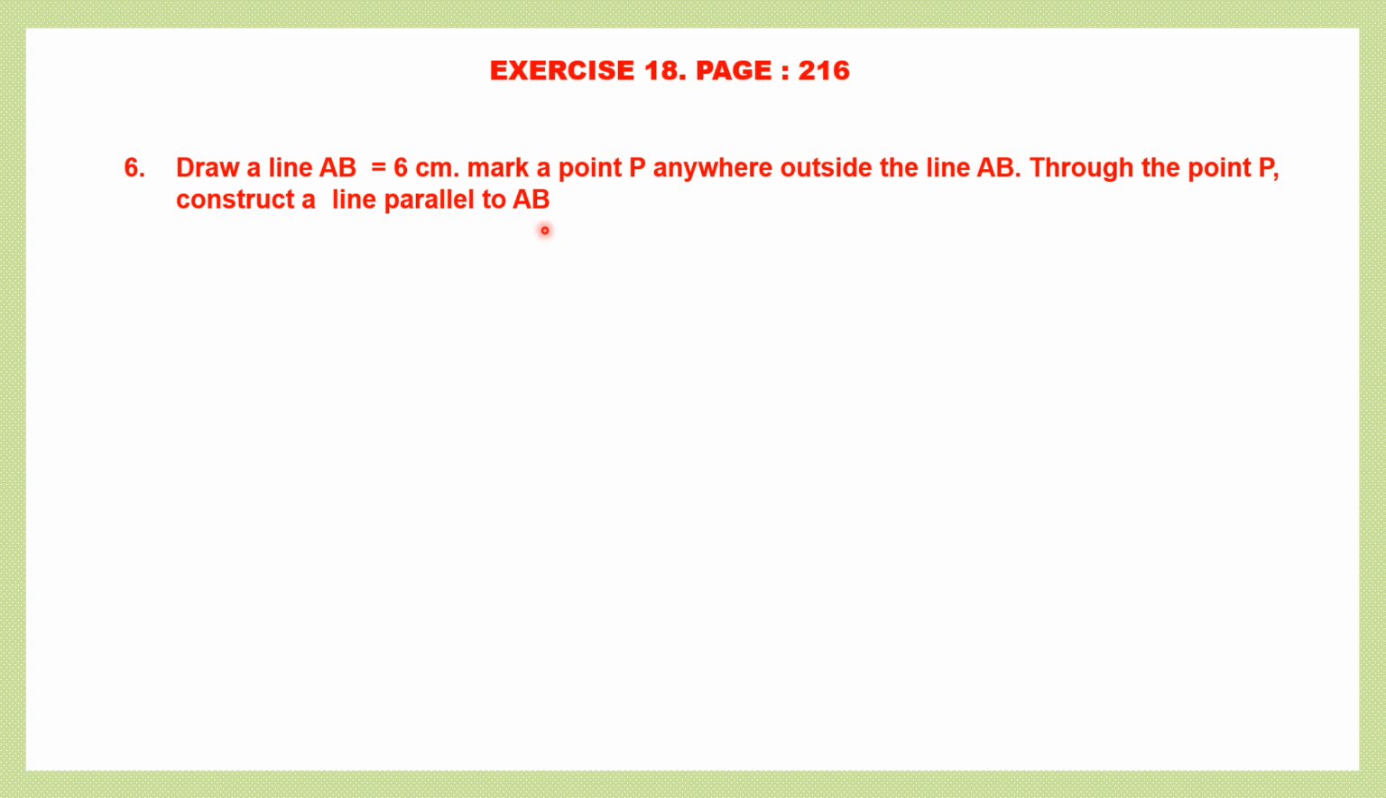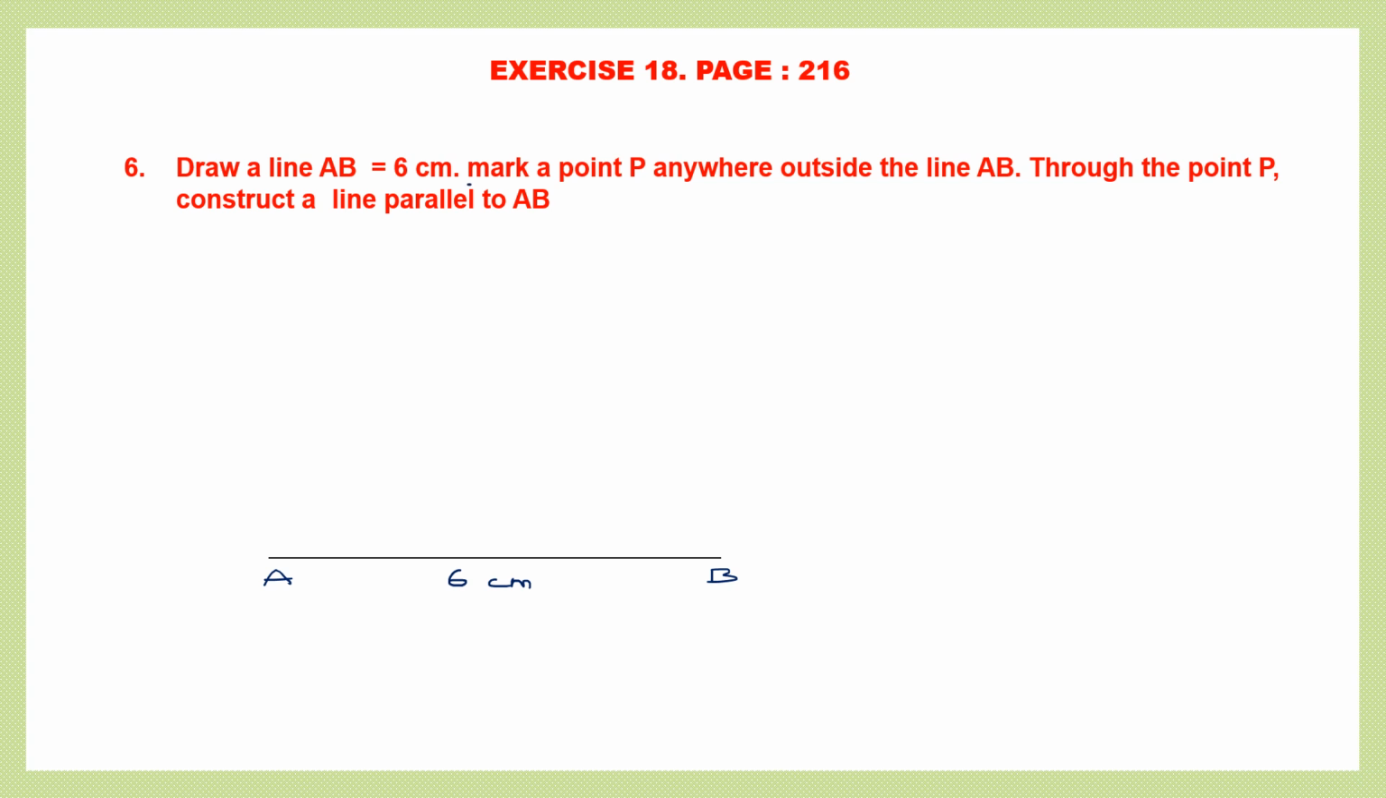So now we have to follow these points. Now first step is draw a line AB equals 6 centimeters. So we have a line here. Let's name it A and B. So this is AB. This is 6 centimeters. So you have to measure this with your ruler when you draw this. So AB is equal to 6 centimeters.